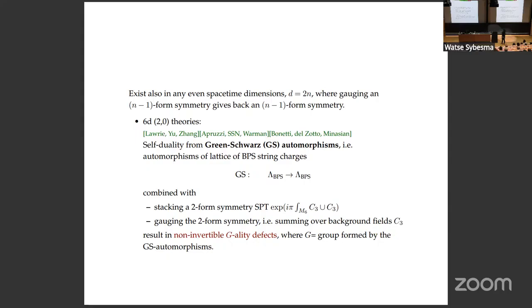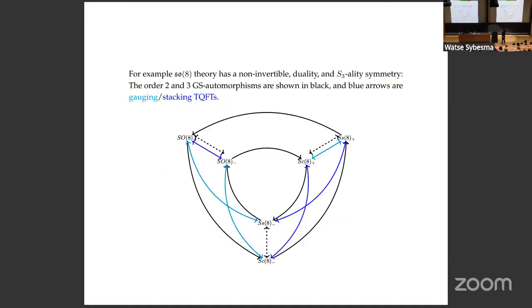You can construct non-invertible duality defects. One example is the SO(8) 6D theory that can be made into a good quantum field theory. And this has sort of an S3 worth of non-invertible defects, which you compose from these Green-Schwarz automorphisms, the black arrows, and then also some topological manipulations. Any loop that you form here will give rise to a non-invertible defect. So when you compose that with itself, it'll give a non-invertible fusion. In fact, this tells you that in any even dimension where you have a self-duality, you can construct these kinds of non-invertible symmetries.